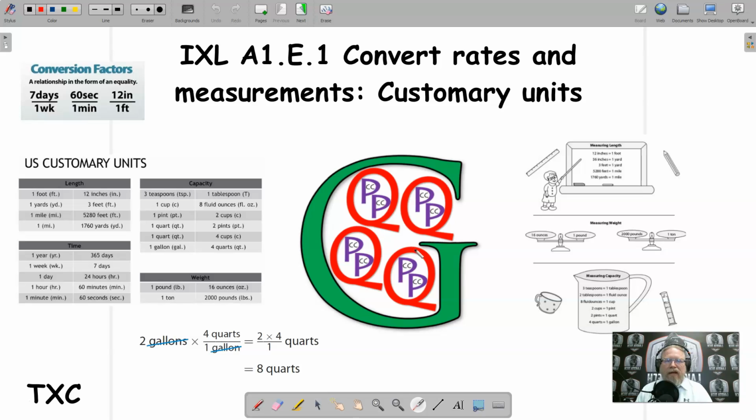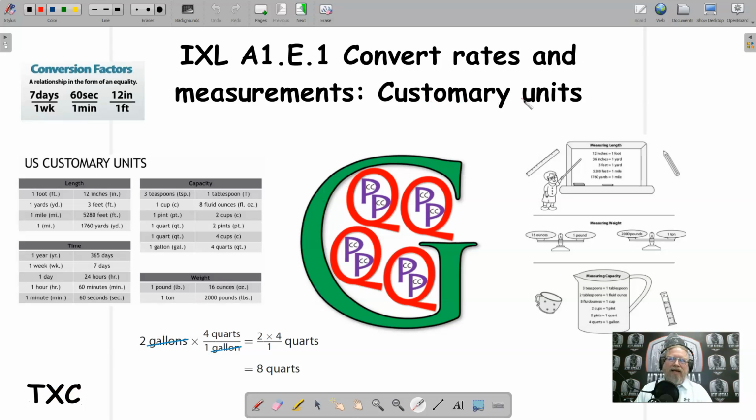Hello, this video is for IXL Activity A1.E.1. It is titled Convert Rates and Measurements, and we're dealing with customary units. The 3-character code for this activity is Tango X-Ray Charlie.